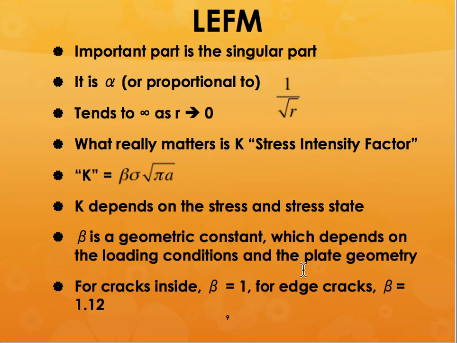What really matters is the stress intensity factor for any given material, and that can be represented to be equal to a constant beta times sigma into under root pi a, and it depends upon the stress and stress state. So beta is a geometric constant which depends upon the loading conditions and the plate geometry. For inside cracks, beta equals 1, and for edge cracks, beta has been derived to be equal to 1.12.